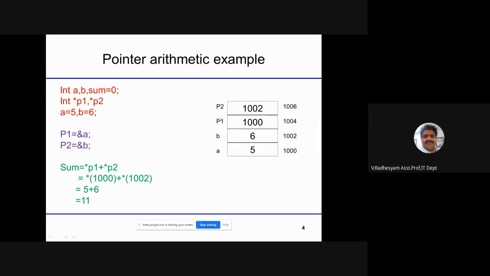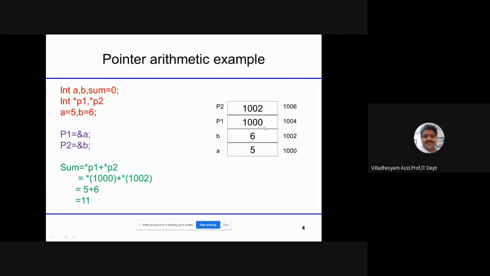Here P1 and P2 are called pointers. Here A and B are normal integer variables. P1, P2 are the pointer variables. Integer variables only, but pointer integers. How can we identify these two are normal variables and these two are pointer variables? Asterisk. Good. If an asterisk is there, we can identify that.